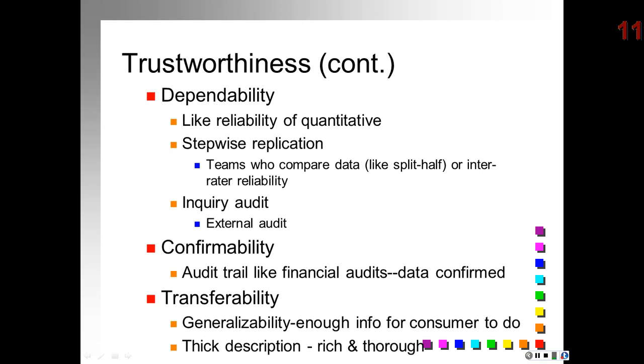So those are the different ways that we establish credibility. Then there is dependability, which is similar to the reliability that we would see in quantitative research. There are a couple of different ways we can do that. If there are teams, they can compare their data, similar to a split half. The teams can compare the data and the way they did the data gathering, to make sure that they're getting quality data, or they can do the same thing when looking at the actual coding and the themes.